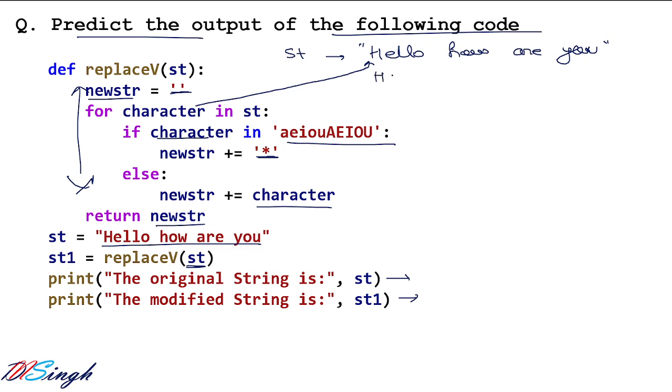H, e is a vowel, so here you will get star. L, l is okay. O is a vowel, star, then h, okay, o again a vowel, so w, space, a again a vowel, r, e again a vowel, then space, y, okay, y, and o is a vowel, and u is also a vowel. So I hope this should be the answer.